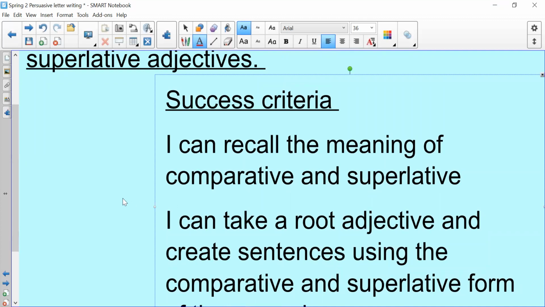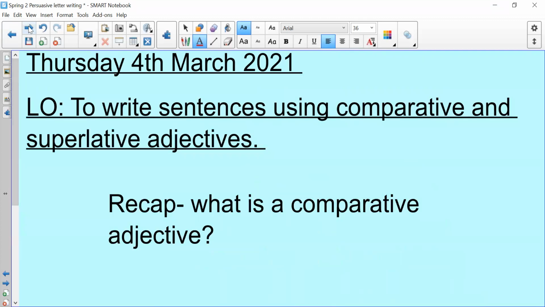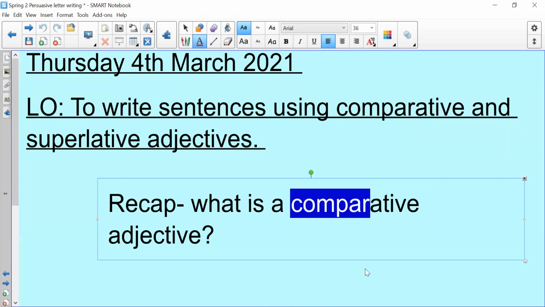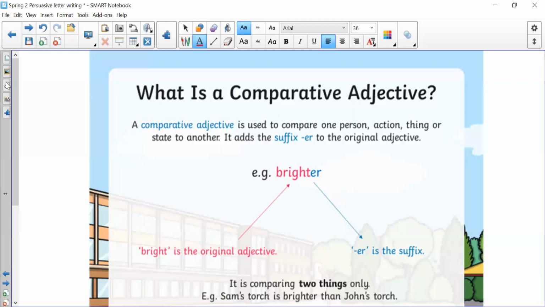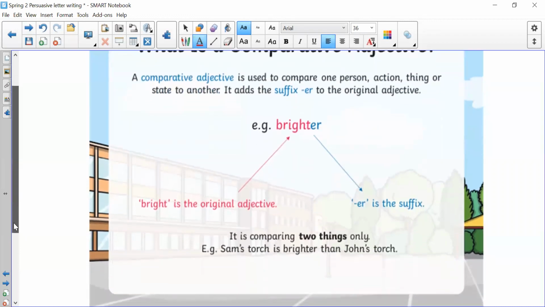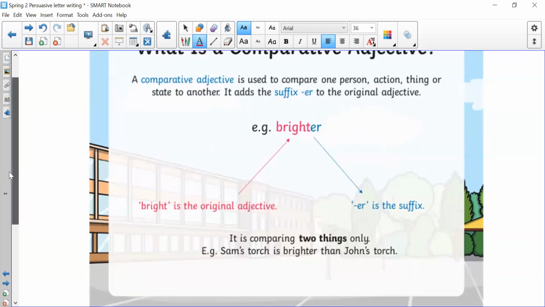Okay, so let's just recap on yesterday's learning. What is a comparative adjective? Can you remember? I'll give you a clue: compare. Does that help you? Okay, so a comparative adjective is used to compare one person, action, thing, or state to another. It adds the suffix -er to the original adjective. So bright is our root adjective word, and -er is the suffix. It is comparing two things only, e.g., Sam's torch is brighter than John's torch.